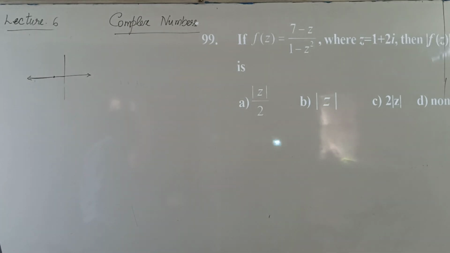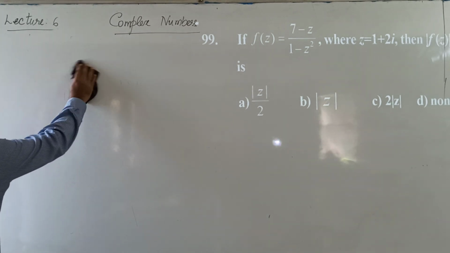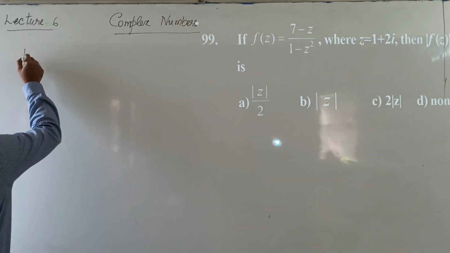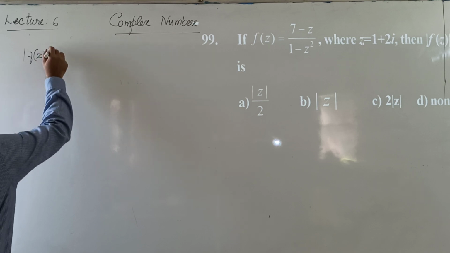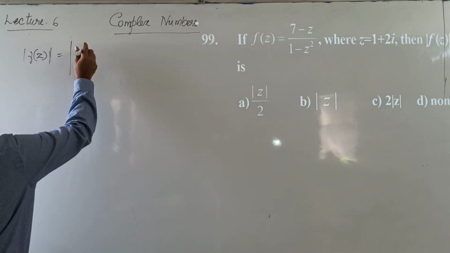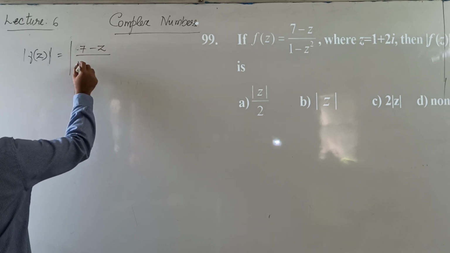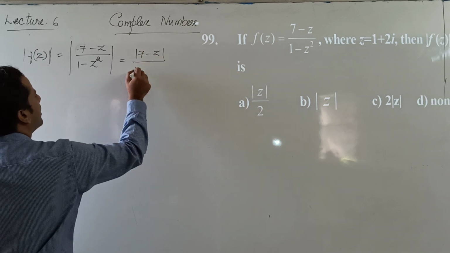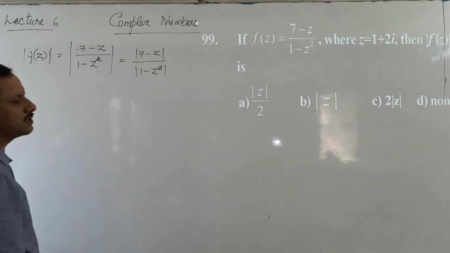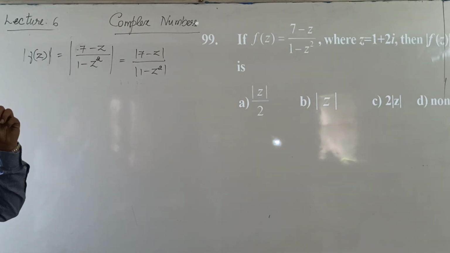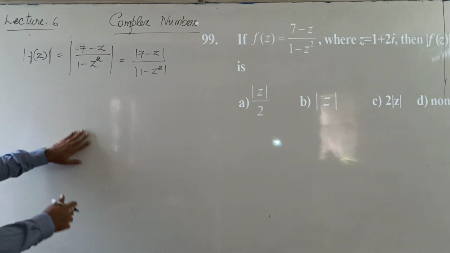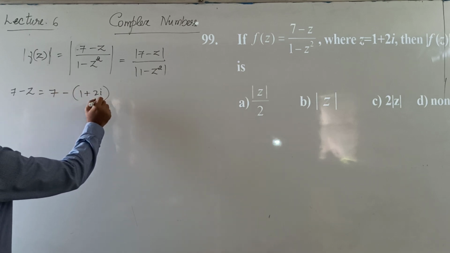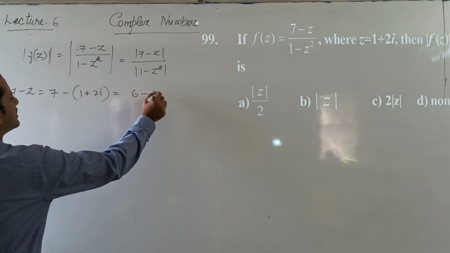Then, if f of z is equal to 7 minus z divided by 1 minus z square, where z is equal to 1 plus 2i, then we want the modulus of f of z, which is equal to modulus of 7 minus z divided by 1 minus z square. This can be written as modulus of 7 minus z divided by modulus of 1 minus z square, because modulus of z1 by z2 is mod z1 by mod z2. Okay. So I find out these two separately. 7 minus z is equal to 7 minus (1 plus 2i), that's equal to 6 minus 2i.